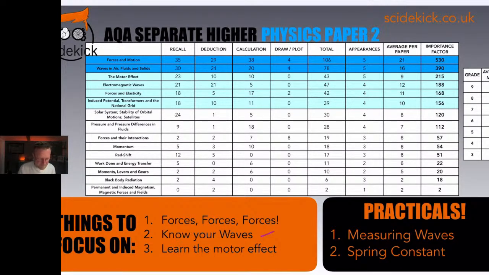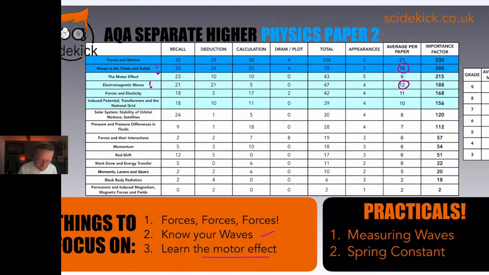Secondly, know your waves. Okay, so we've got electromagnetic waves here, and waves in air, fluids and solids, okay? So again, between the two, that's another third of the paper, basically. But know your electromagnetic waves, what the series of the electromagnetic spectrum is, the relationships between frequency and wavelength and wave speed and all that sort of stuff, because it's really important.